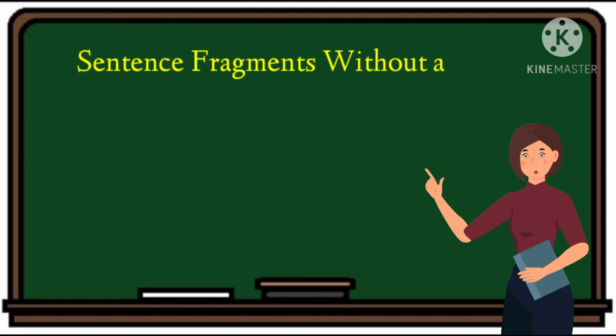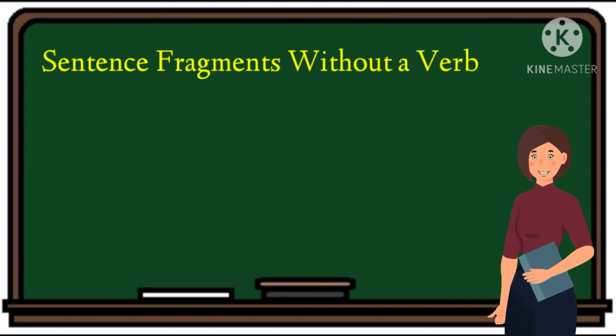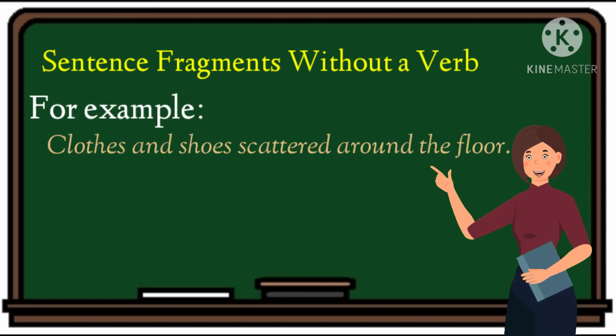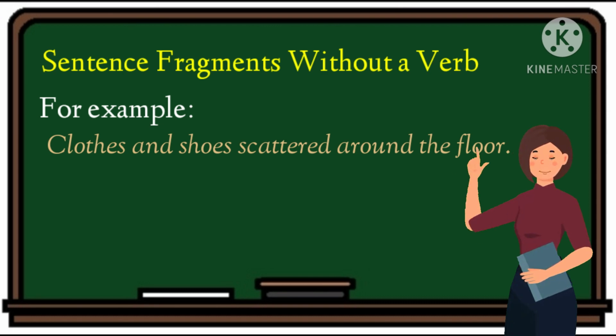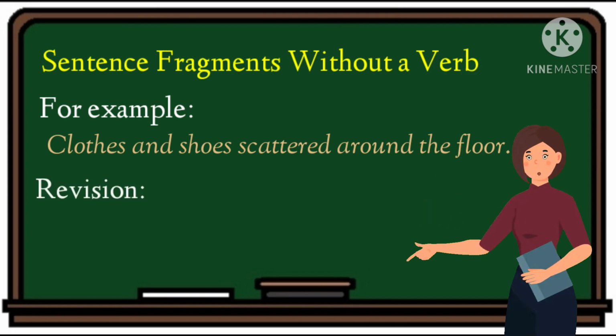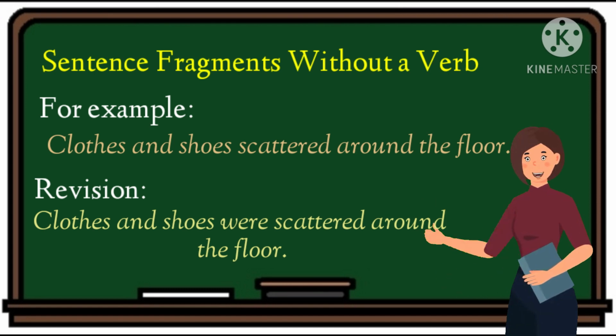Now let's proceed to the sentence fragments without a verb. So there are some sentence fragments that have a subject but no verb. So here is the example: "Clothes and shoes scattered around the floor." As you can see, there is something wrong with the sentence. It lacks a verb, which makes the sentence a fragment. Therefore, the possible revision for this sentence would be, "Clothes and shoes were scattered around the floor."